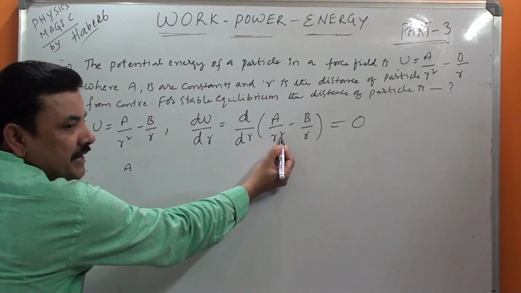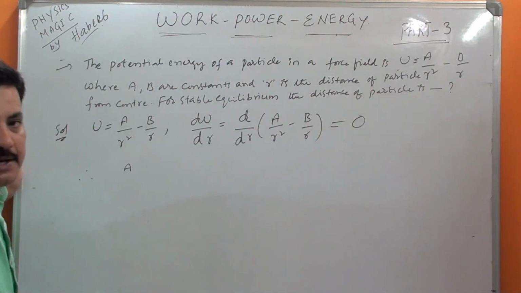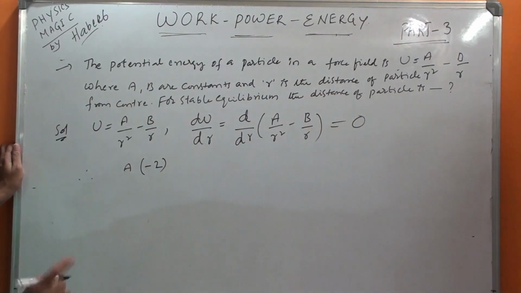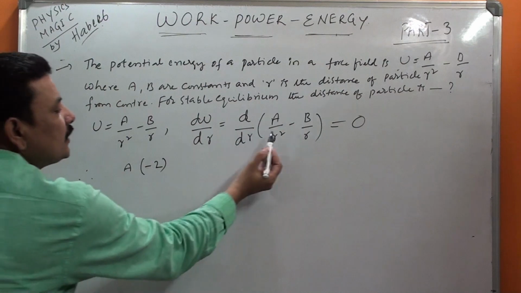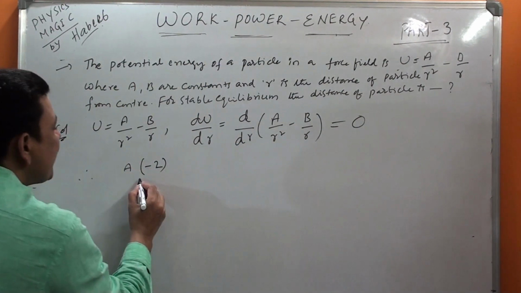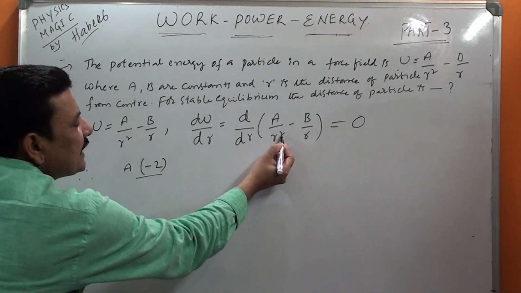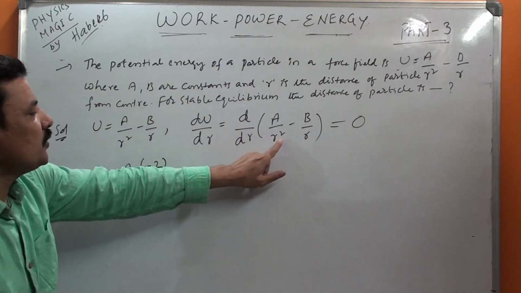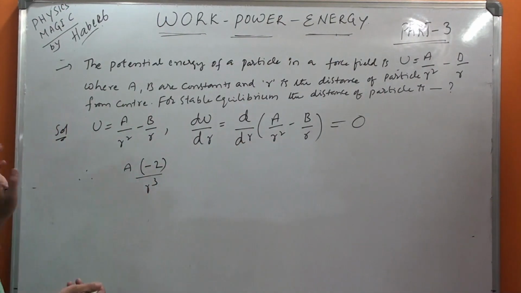Whatever is there in the denominator, you take to the numerator with the negative sign, minus 2. Remember, it will be very useful to you. Everywhere you can do it like this. The 2 you take to the numerator and add the minus sign, divided by whatever the power is, add 1. So r cube. The power 2 plus 1 becomes 3.